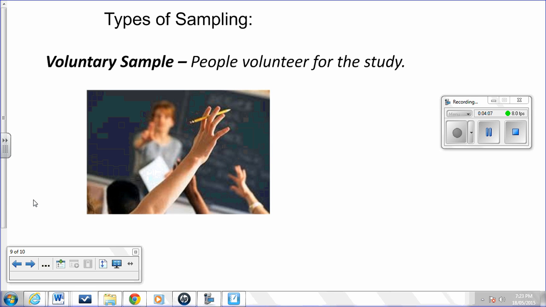In our example, only students who have access to an electronic device during advisor would be able to fill out the form, or those that remember to complete the survey later.